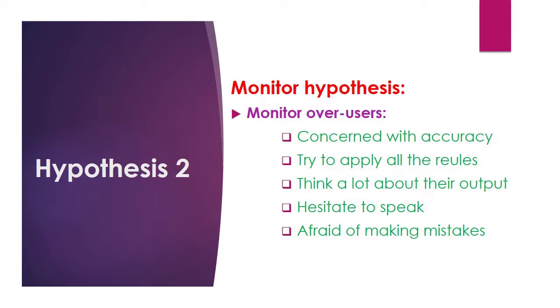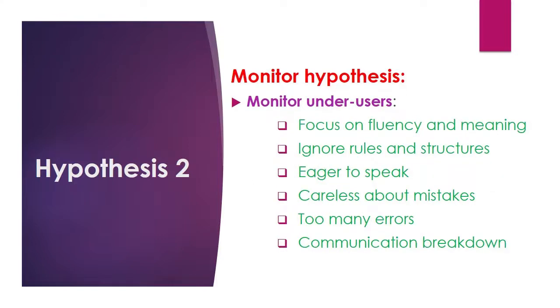Monitor over users are those learners who are preoccupied with the correctness and accuracy of language. They tend to think a lot in order to remember and apply the rules they know when they are speaking. As a result, this affects their performance negatively as they speak very little and hesitate to engage in oral communication because they are afraid of making mistakes. Monitor under users are the opposite. They focus on fluency and meaning and ignore rules. They are careless about forms, structures, and rules, and they are not afraid of making mistakes. Most of the time, monitor under users make too many errors that hinder communication.